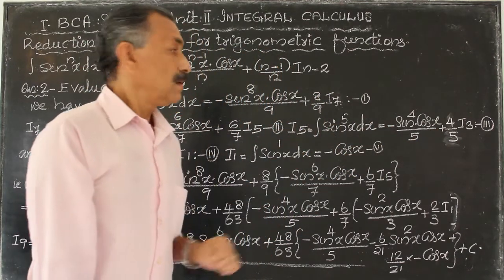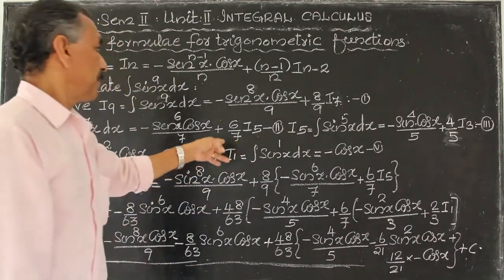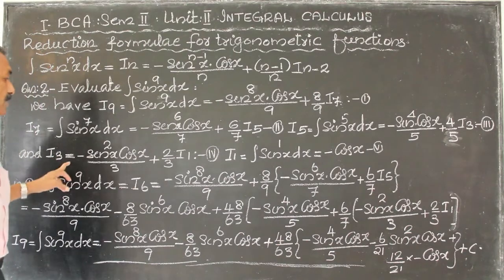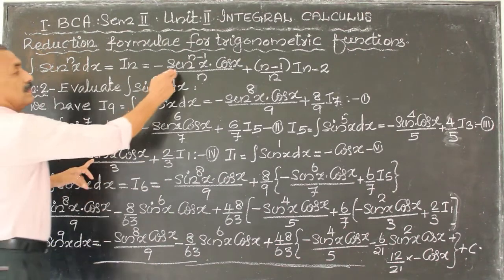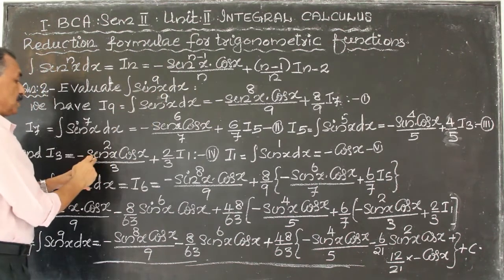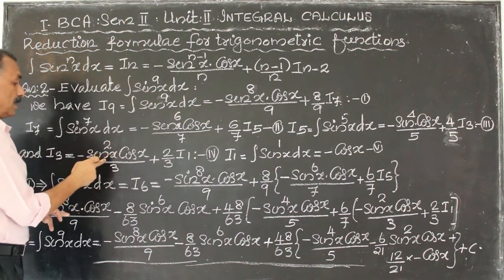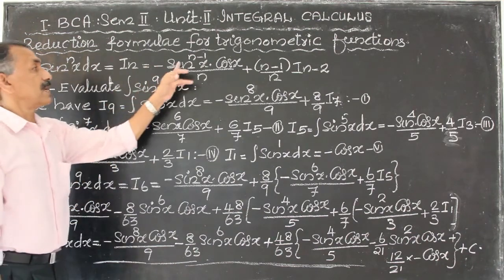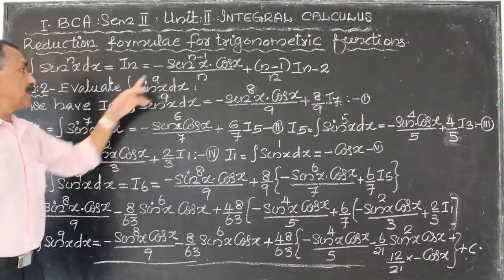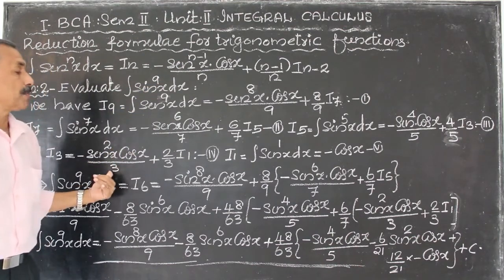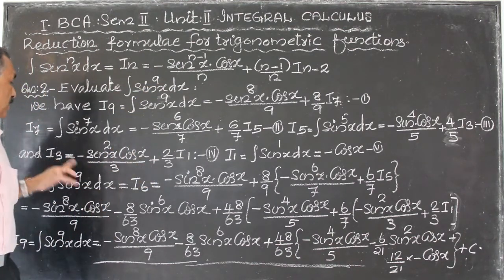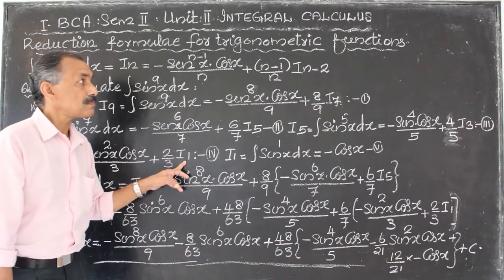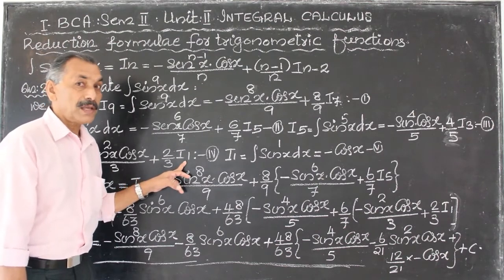Okay, I3, that result is 3. In the middle of the end, at the I3 level, what is I3? We have I3 is equal to minus sine raised to n minus 1, that is sine square x into cos x by 3, plus n minus 1, what is n? 3 minus 1, 2 by 3 into I n minus 2.